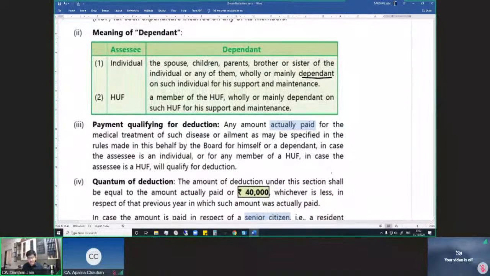The amount of deduction is 40,000 rupees. So in case of medical treatment where the amount paid is exceeding rupees 40,000, it would be restricted to 40,000. If the medical treatment expenditure is lesser than 40,000, in that case the actual amount paid would be available as deduction. So unlike 80DD wherein whatever you pay you get a fixed sum of 75,000 or 1,25,000, here you get deduction only for actual expenditure.